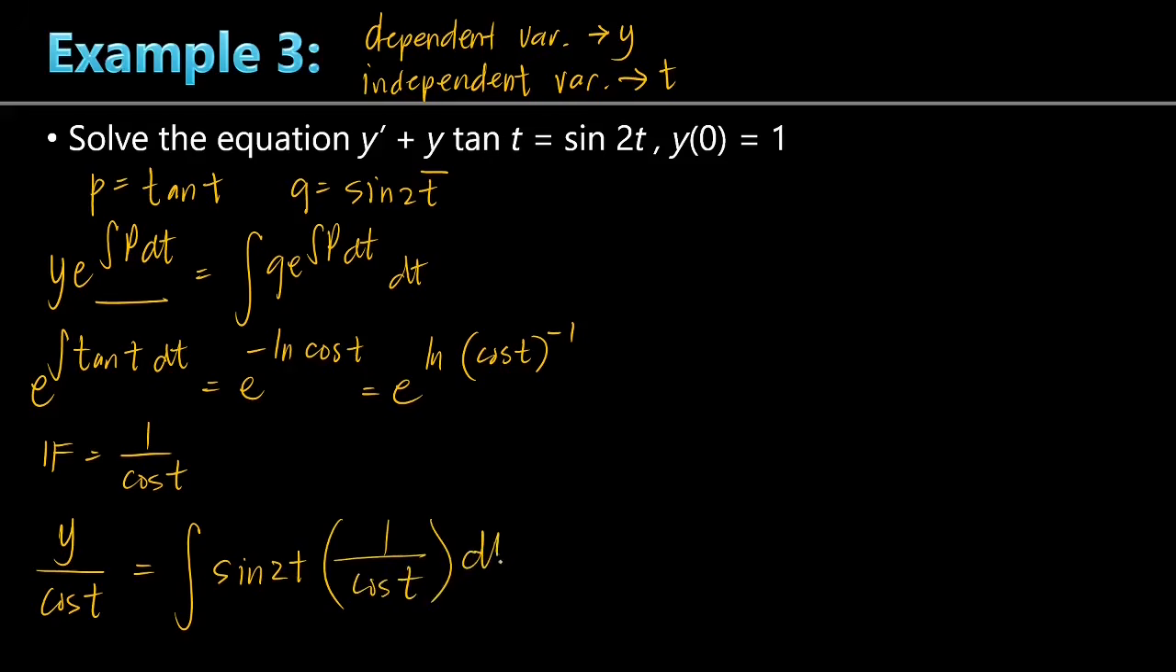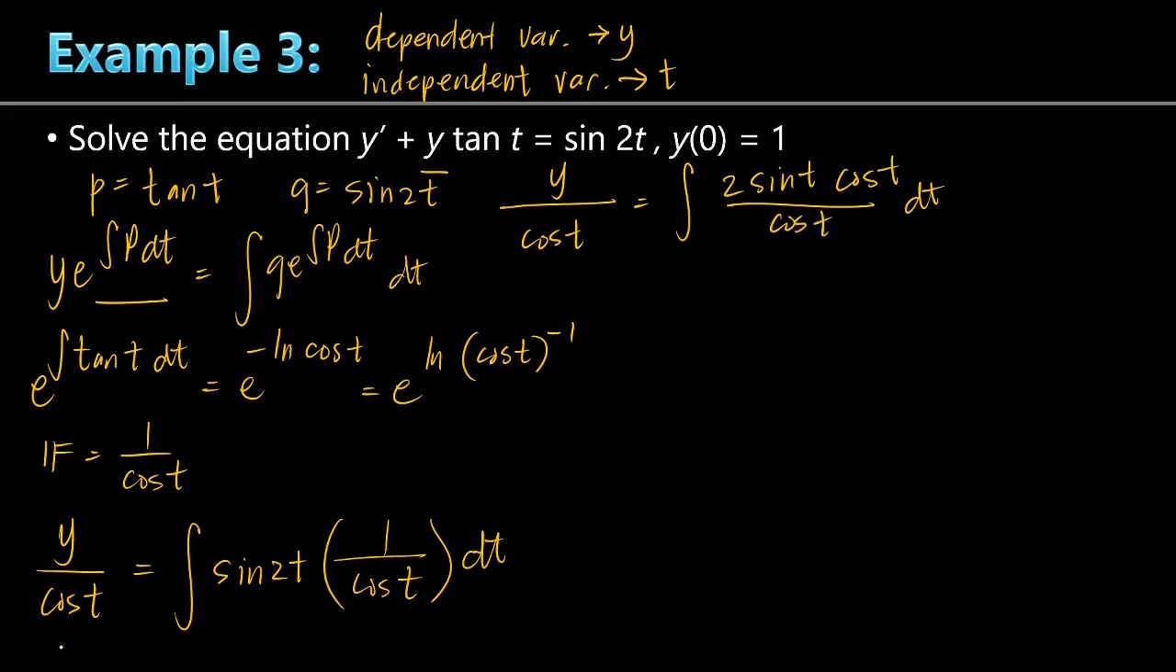And then, dt. Okay. So, paano natin ito i-integrate? Aha, aha. So, magkaiba sila eh. Ito 2t, ito t. But we can recall an identity in trigonometry that sine 2t is equal to 2 sine t cosine t, right? With the use of that trigonometric identity, pwede ko itong i-rewrite. Y over cosine t equals the integral of 2 sine t cosine t over cosine t dt.